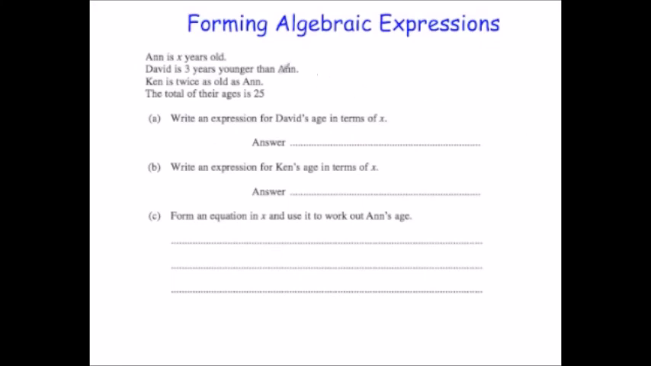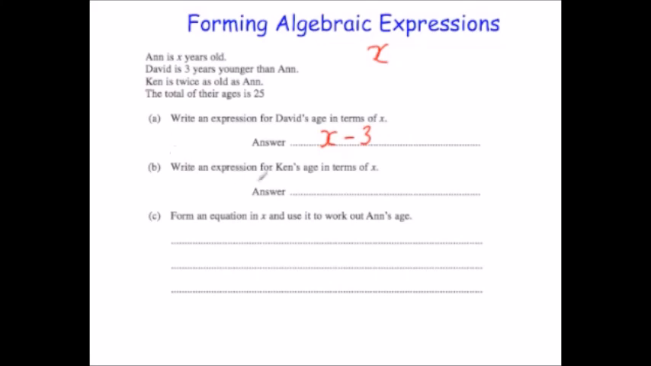Okay, this time it's a different type of context. We're looking at the ages of people. Anne is x years old. David is 3 years younger than Anne. And the first question says write down an expression for David's age. Well, she's x and he's 3 years younger. So if she was 30, he'd be 27. If she was 100, he'd be 97. If she was 8, he'd be 5. You're taking off 3 years from her age. So his age would be x take away 3 because he's 3 years younger.